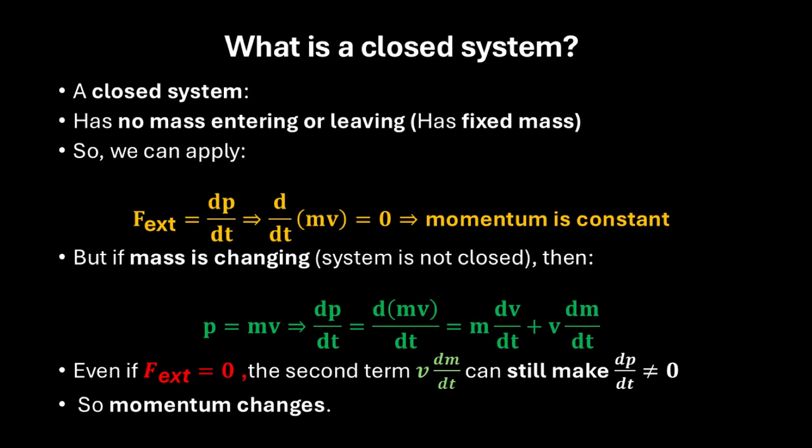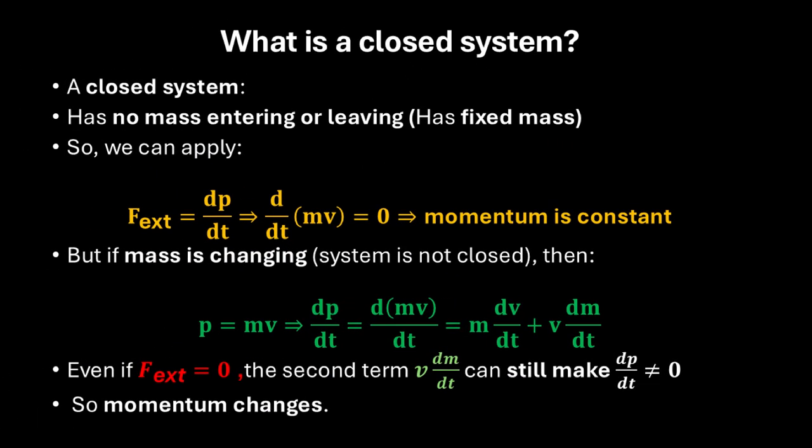Now, what is a closed system? Very important. A potential topic for assertion reason type questions. A closed system has no mass entering or leaving, which means the mass is fixed. Again, all of this is with respect to the system represented as a boundary here with two masses in it, M1 and M2.